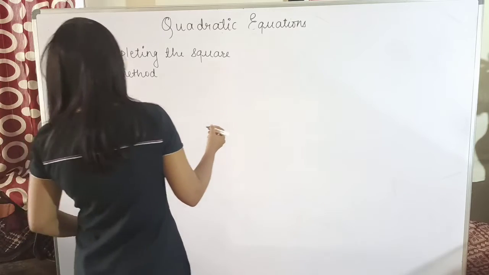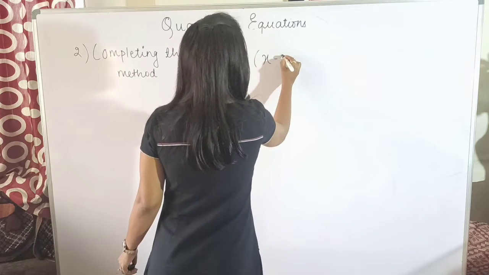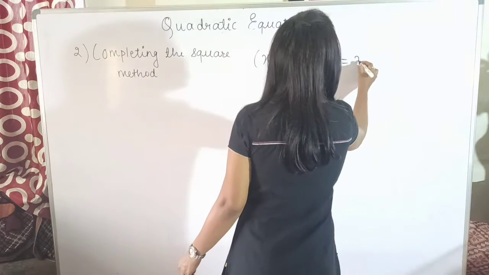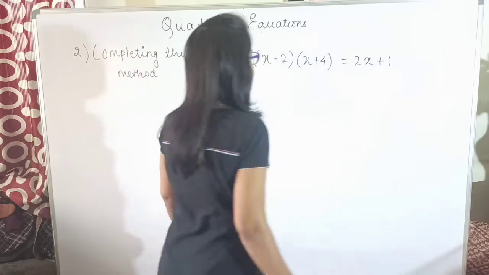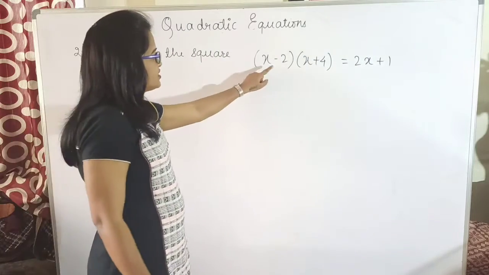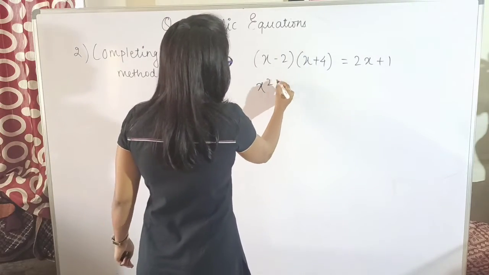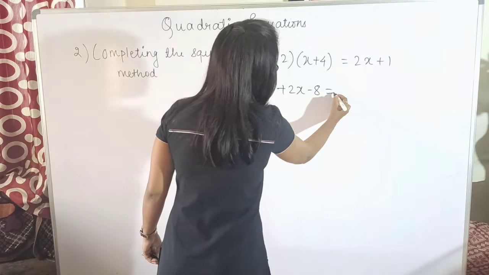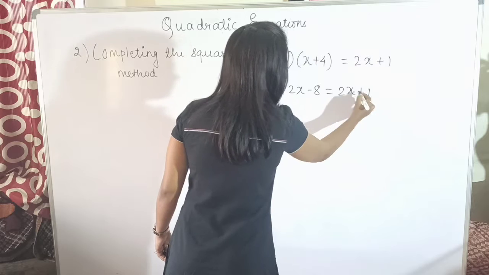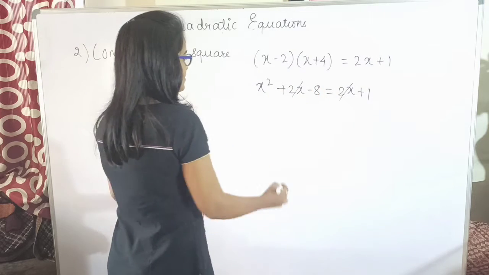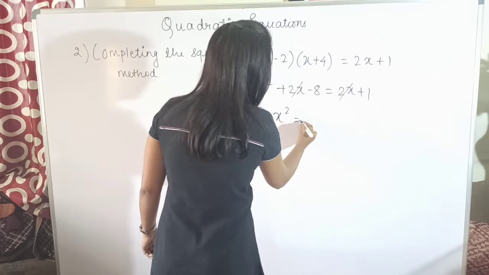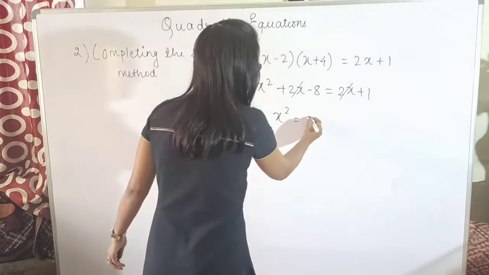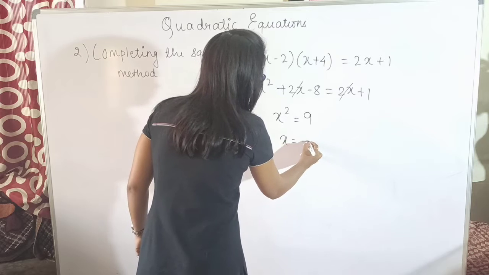The example is (x - 2)(x + 4) = 2x + 1. Let us simplify. x into x is x square, minus 2 plus 4 is plus 2x, minus 8 equal to 2x + 1. The 2x terms will get cancelled, which gives me x square equal to minus 8. After going to that side, it will be plus, so plus 8 plus 1 is 9, which gives me x equal to plus or minus 3.